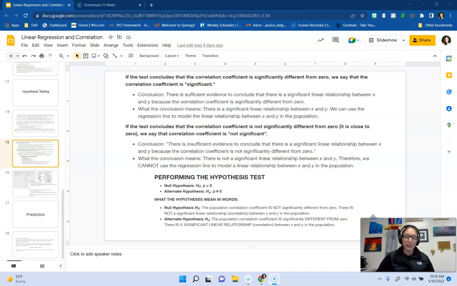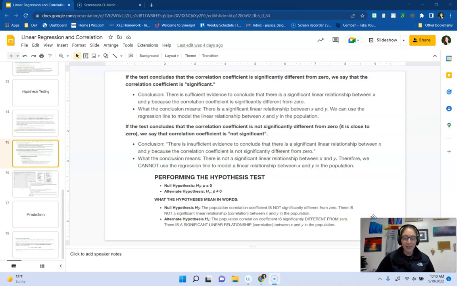If it's not significantly different from zero, we say it's not significant. So there's insufficient evidence to conclude that there's a significant relationship between X and Y because the correlation coefficient is not significantly different from zero. In other words, I cannot use what I learned in my sample, the line of best fit in my sample, to model stuff about the population. It's no good. I can't use it. It's not a good model.